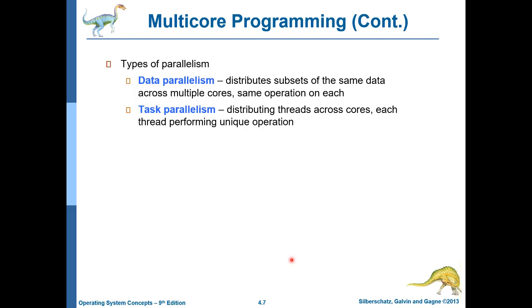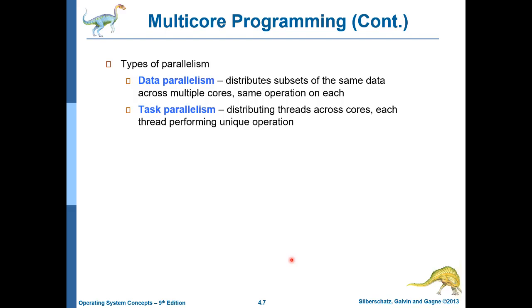Similarly, task parallelism means that you divide the task or the thread on the CPU such that each one is working independently and at the same time, so that they can work in parallel.